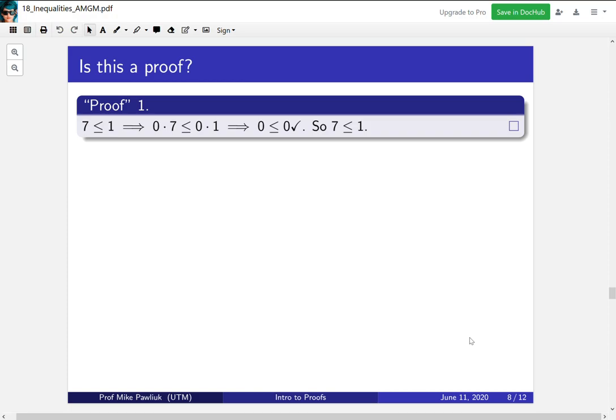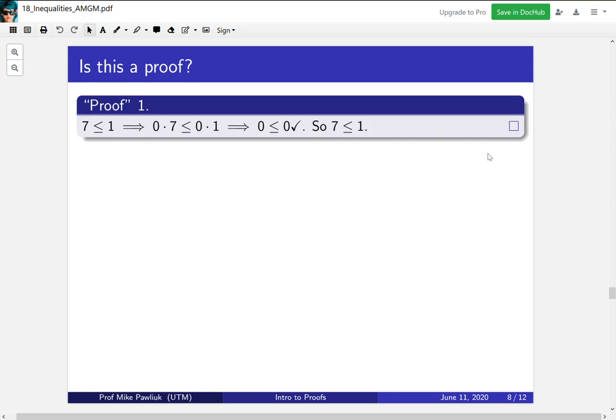Does this seem like a proof to you? Well, I hope it's not a proof for you, because 7 is not less than or equal to 1. This is meant to show off that even though all of the steps are justified, you can't just start with random nonsense, end up with something true, and hope that the random nonsense was true. You instead have to start with something true and get to the thing you want.